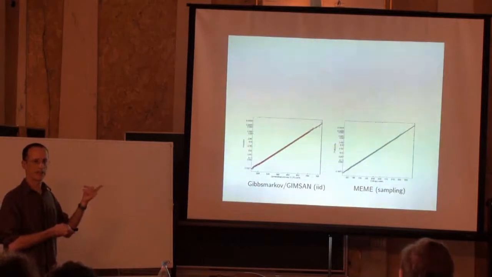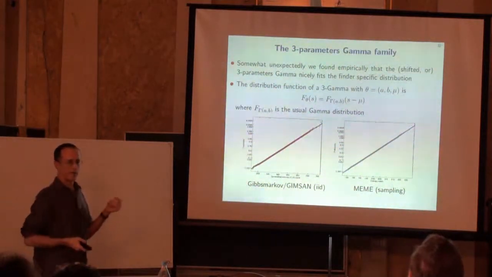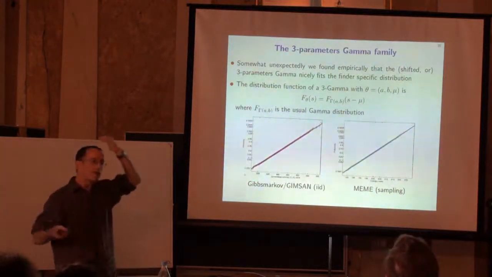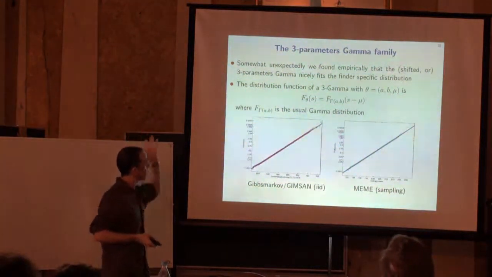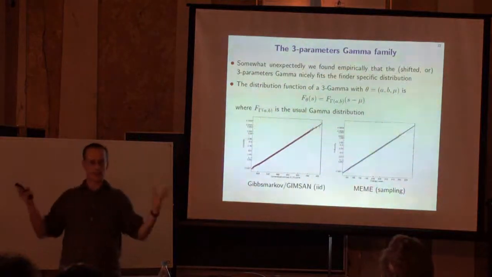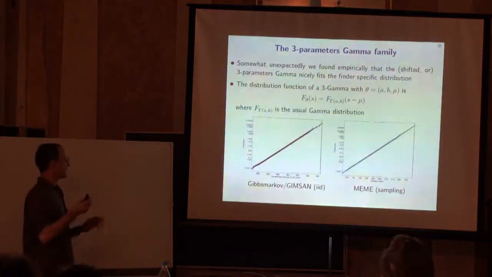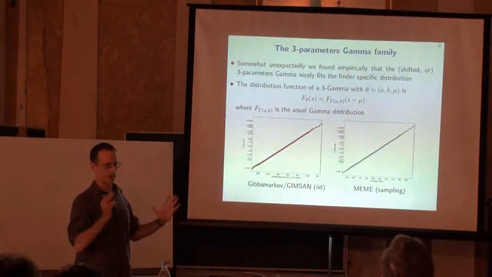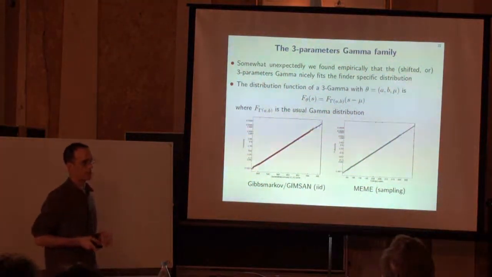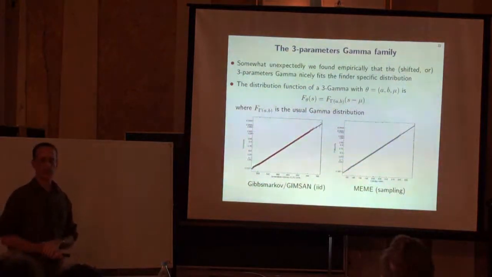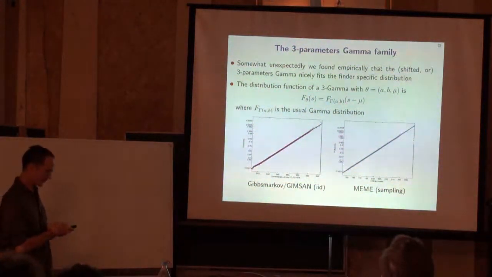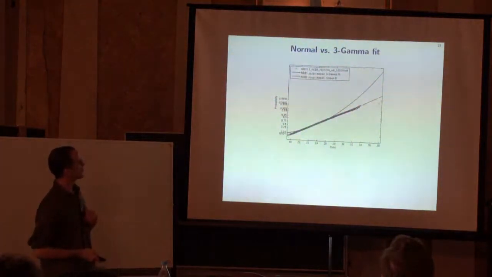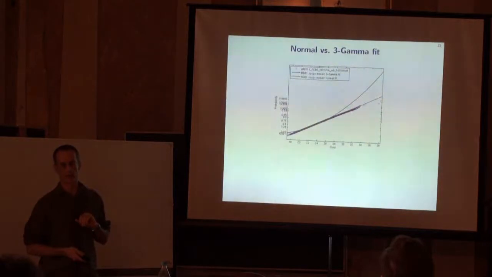Normal, EVD, neither. It turns out, and this is something that I just stumbled on, 3-parameter gamma. So what is the 3-parameter gamma? You take a gamma distribution, which has 2 parameters, shape and scale, and you add a 3rd parameter, which is location. And those 3 parameters then allow you to have these wonderful fits.